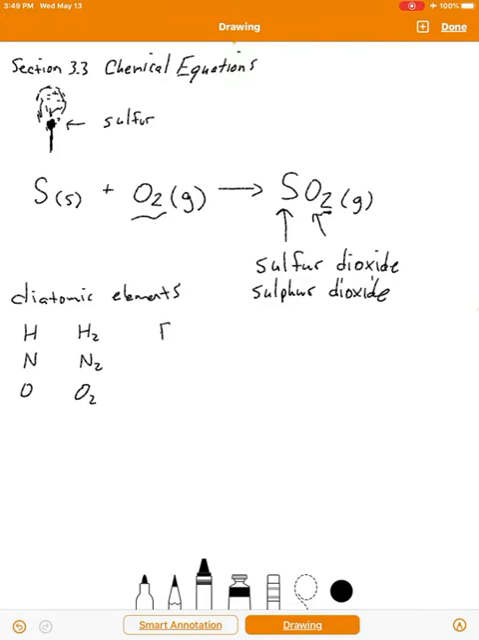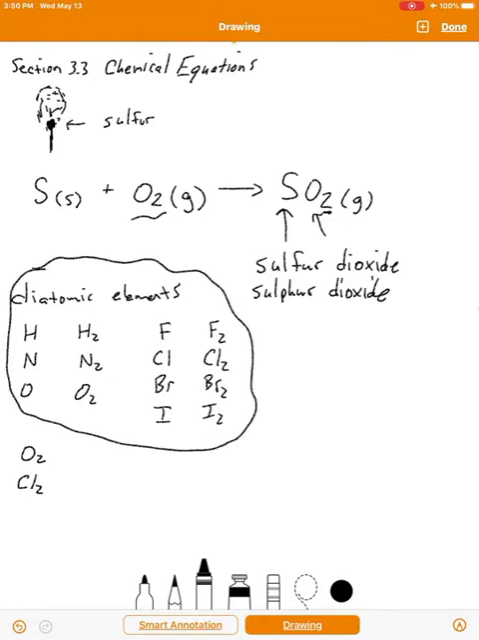Then I'm going to write the other 4, which is fluorine in the form of F2. Chlorine in the form of Cl2. Bromine is in the form of Br2. And iodine is in the form of I2. So if you see a problem where they say oxygen reacts with, or oxygen is produced, you would write O2. If you saw a problem that said that chlorine is produced, or chlorine reacts, you would write Cl2. For those 7 elements, they're diatomics.